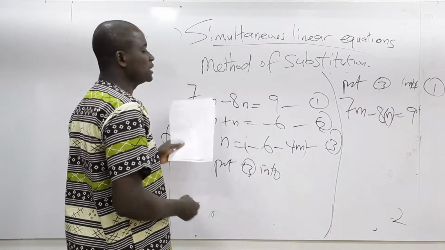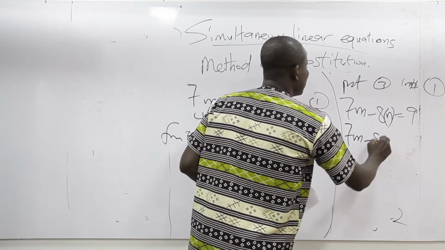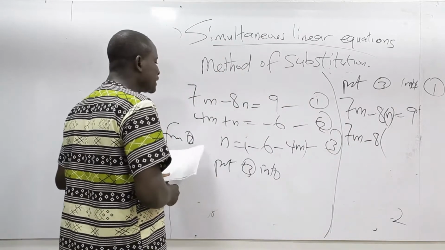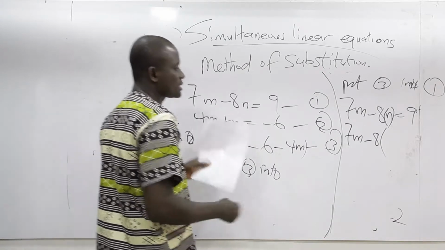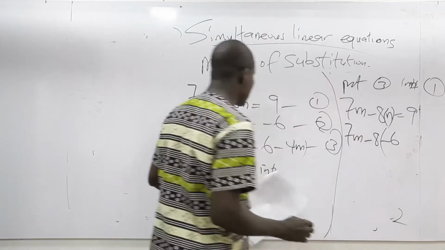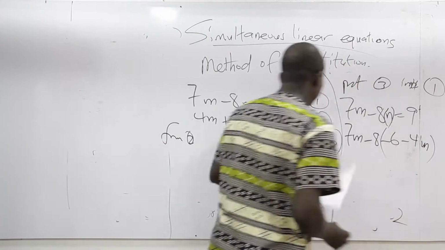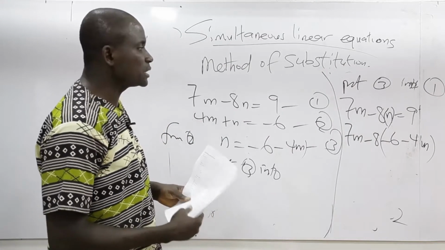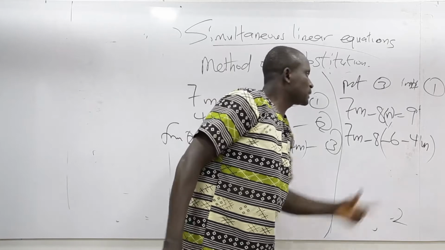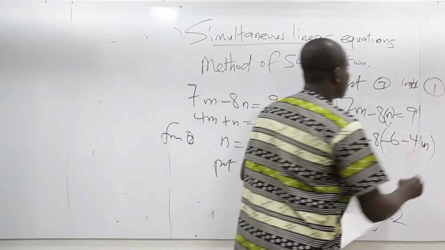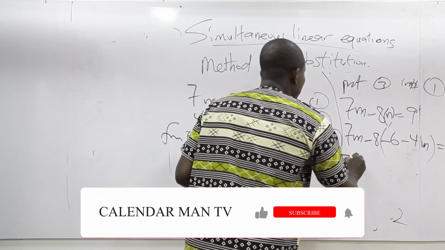Now let us put it inside. This 7m is already there, minus 8, then into brackets. What is n? Right now, what is n? n is negative 6 minus 4m. Is that right? Negative 6 minus 4m. That means, in place of this n, I have put this there. All equal to 9, don't forget.